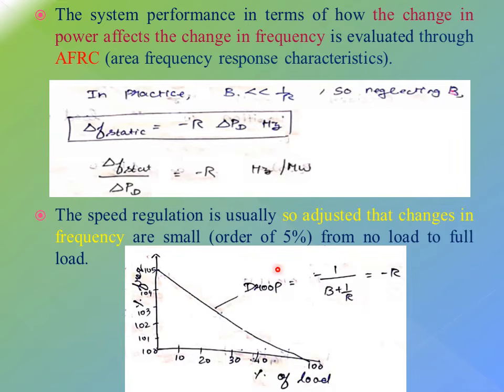And finally, your frequency depends upon your regulation. So we are getting a drooping characteristic. When we are increasing our load from no load to full load, the regulation decreases automatically. The change in speed, and also the change in frequency, is adjusted.